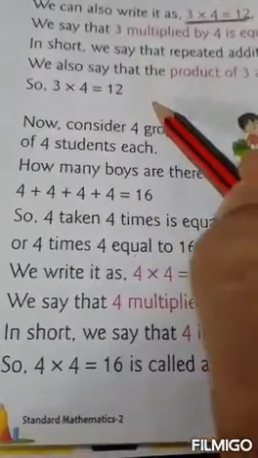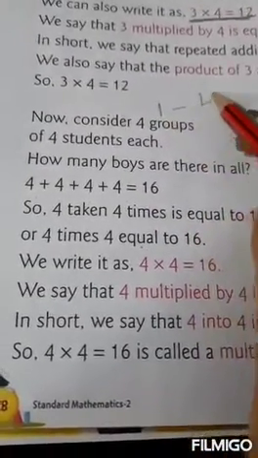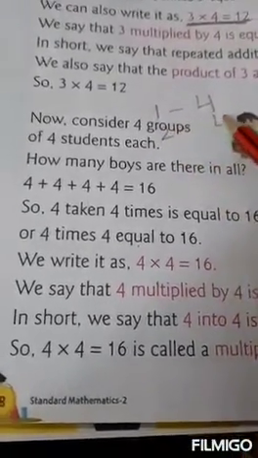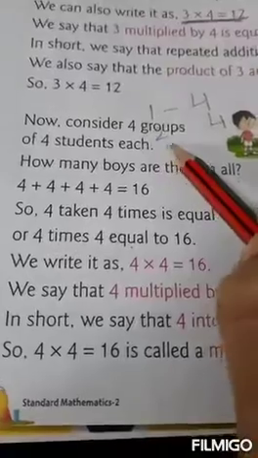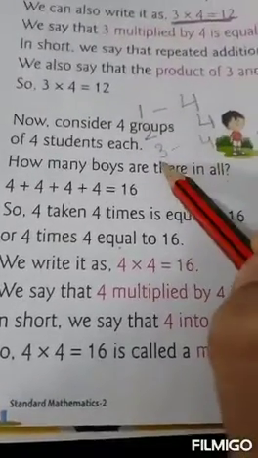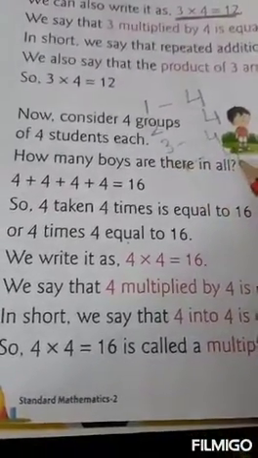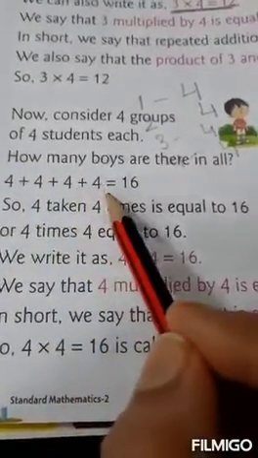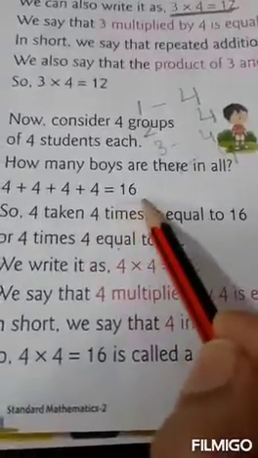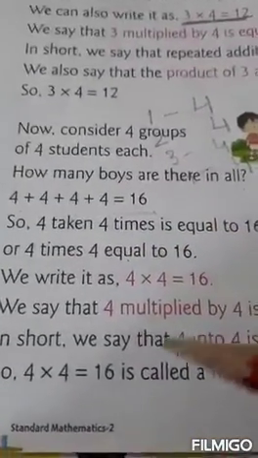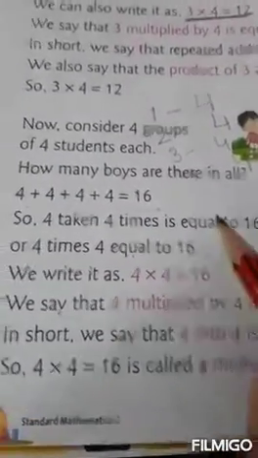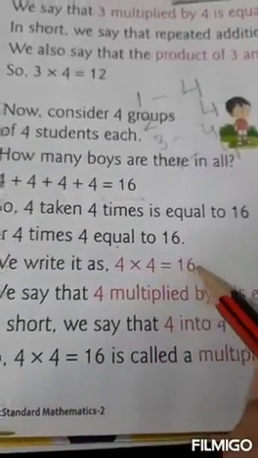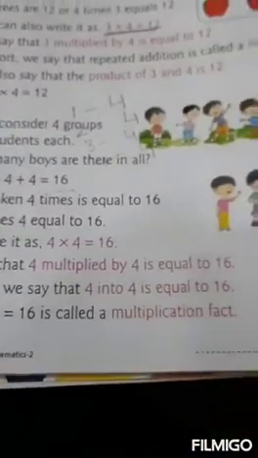Because in one group there are 4 children. In 2 group, second group also there are 4 children. In third group also there are 4 children, and in fourth group also there are 4 children. Now when you will add 4 plus 4 plus 4 plus 4, it will become 16. So instead of adding the same number again and again, we can multiply. 4 into 4 is 16.